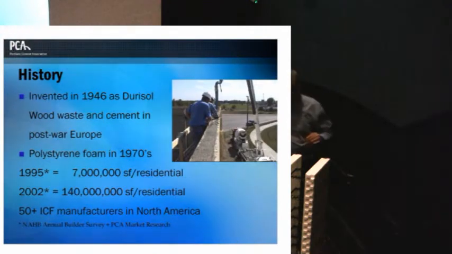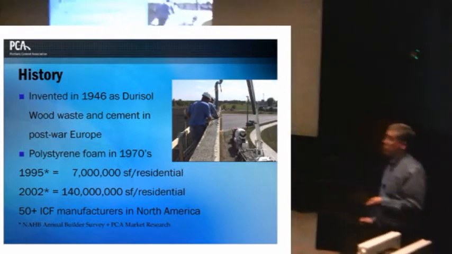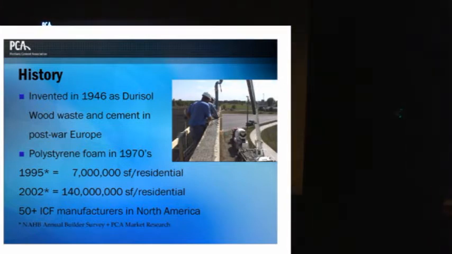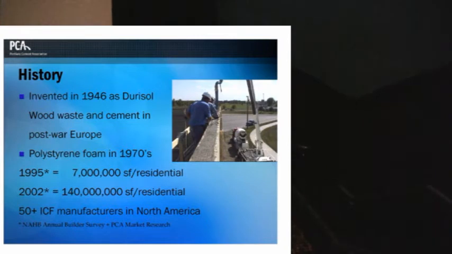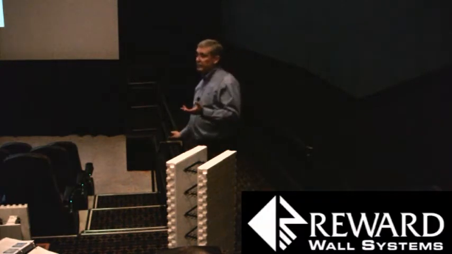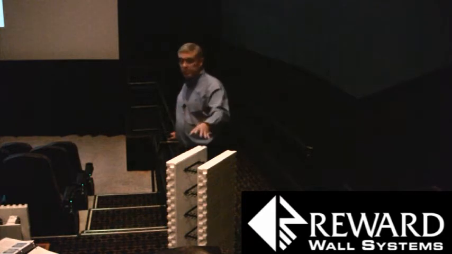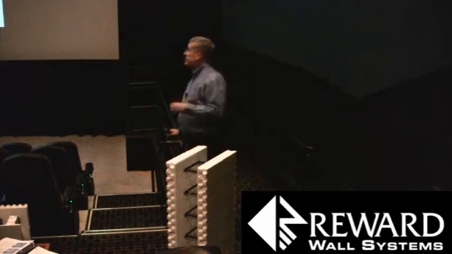The history of ICFs, and I know at 8 o'clock in the morning this is a highlight for anybody for this presentation. They were invented in 1946, the original product, a product called Durisol, which combined wood waste and cement to create a product that could be stacked on the job site and filled with concrete, and then that wood waste and cement material would stay as part of the wall assembly. In the 1970s, there was an ingenious change to use polystyrene foam, much lighter material, much better insulation quality, and today, virtually all of these systems, there are a handful of systems that don't use a polystyrene foam for its forming system. Most of the systems in the marketplace now feature that type of form.